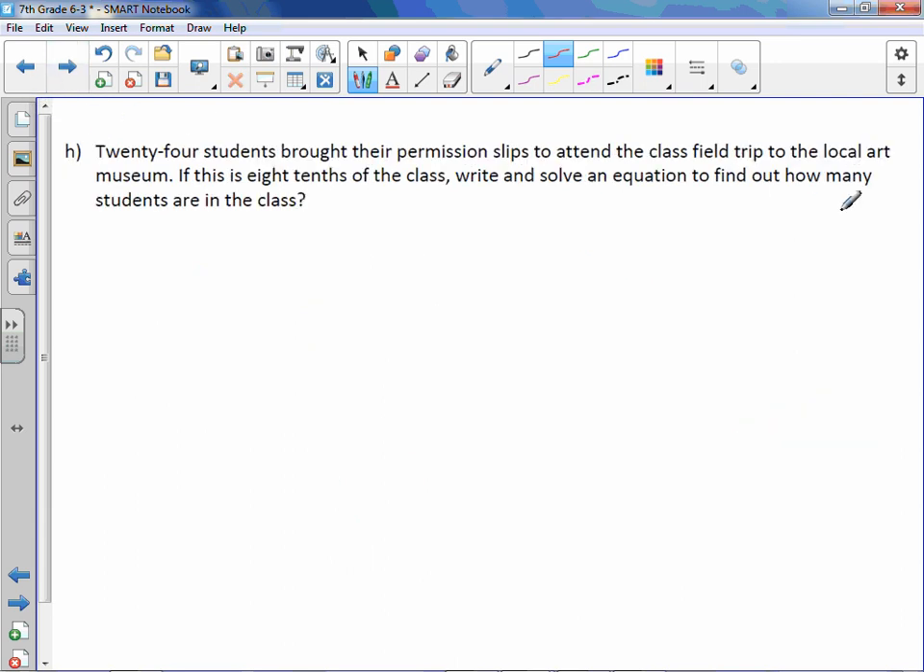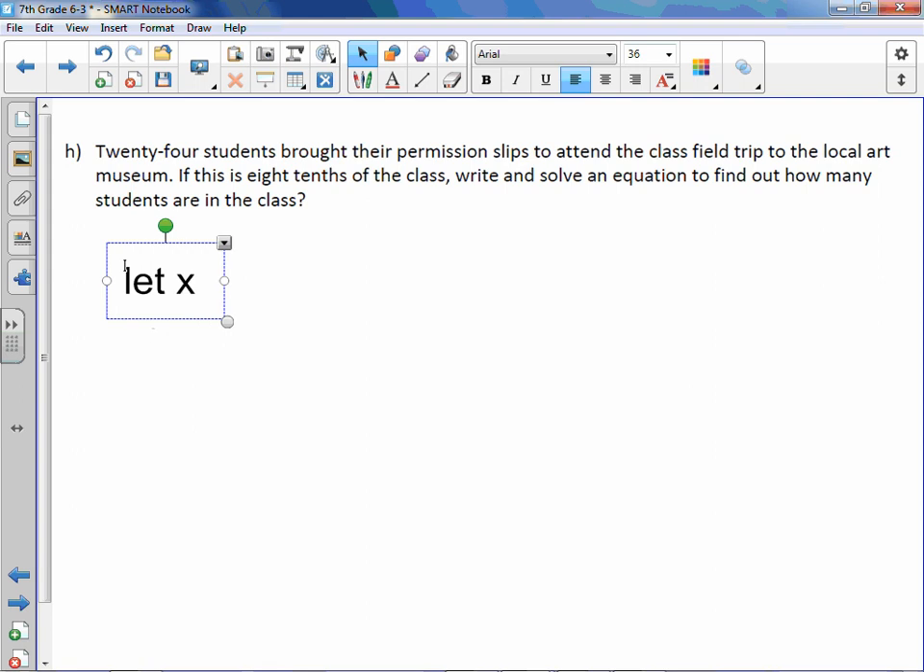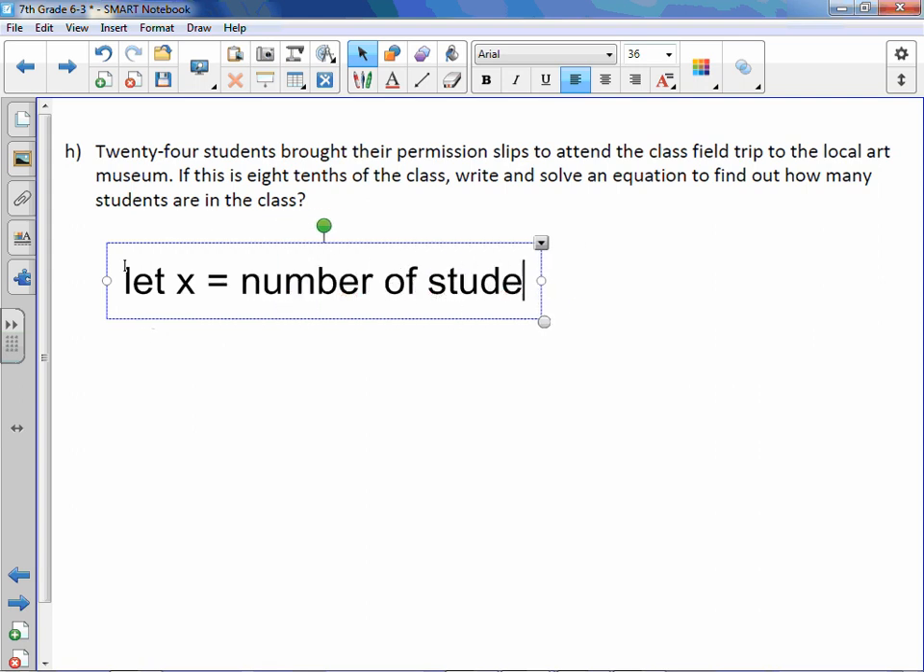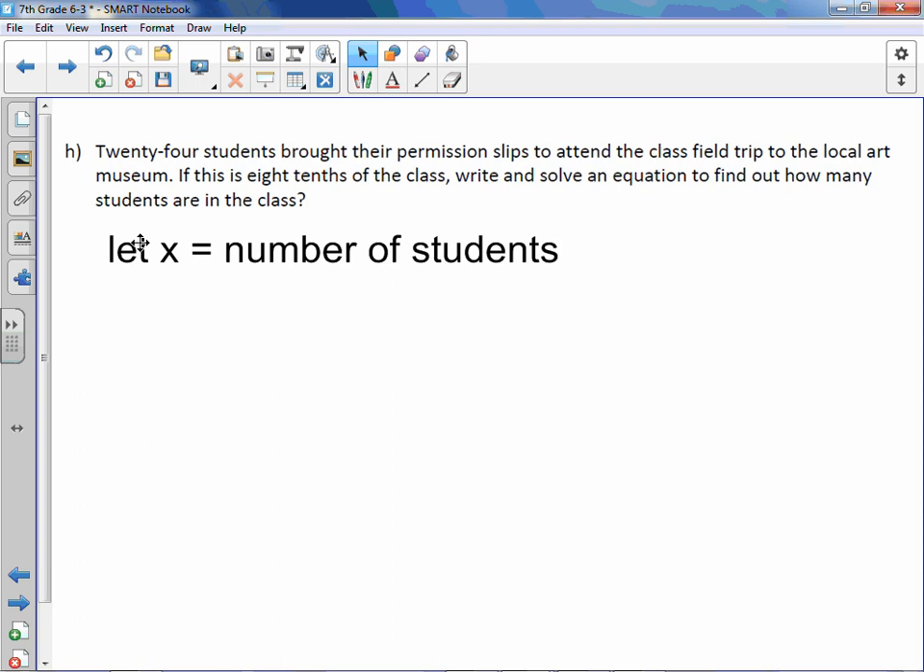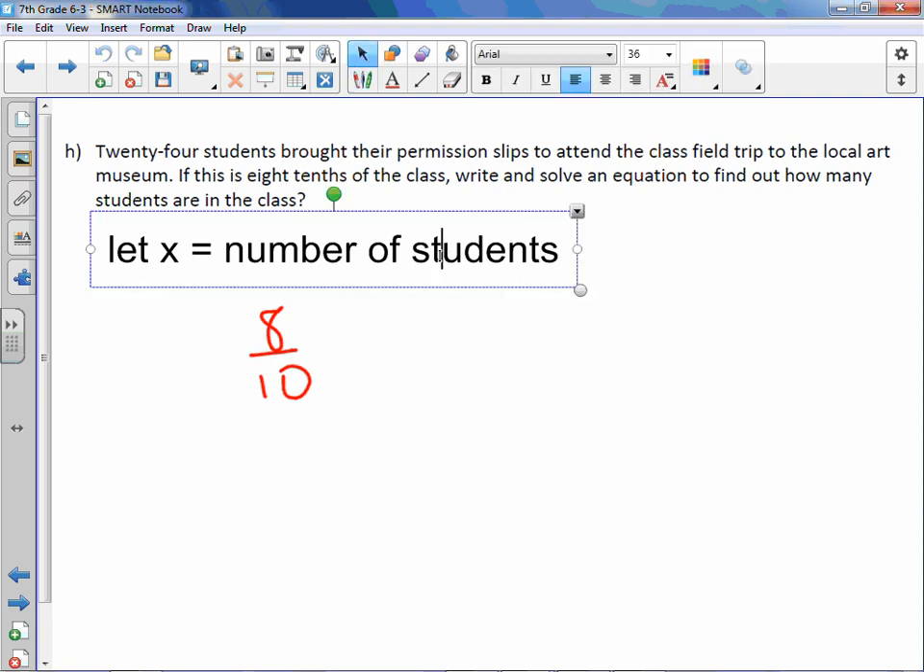"24 students brought their permission slips to attend the class field trip to the local art museum. If this is 8/10 of the class, write and solve an equation to find out how many students are in the class." So let x equal the number of students. So we have 8/10 of the, actually, let me revisit this here.